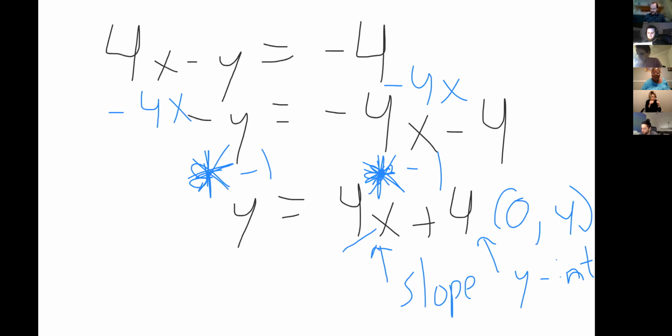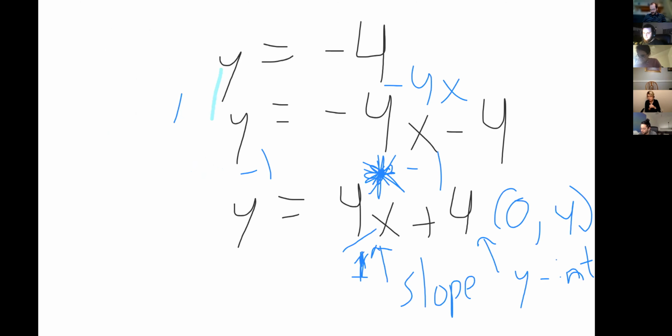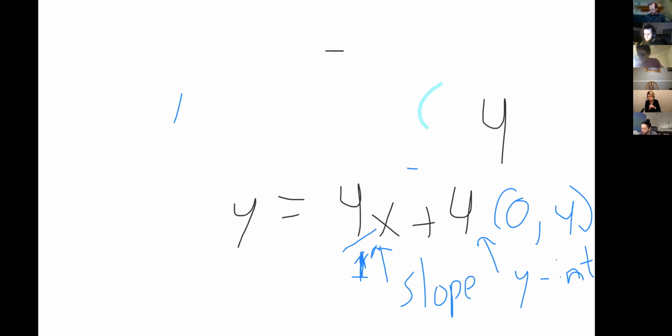So the +4 should give you the y-intercept, which is (0, 4), and this thing should give you a slope. If you see something like a whole number, like 4, you can always think of it as being over 1. But they asked us to graph it, so I'm going to graph this right quick. -1, 4, 1, 2, 3, 4.